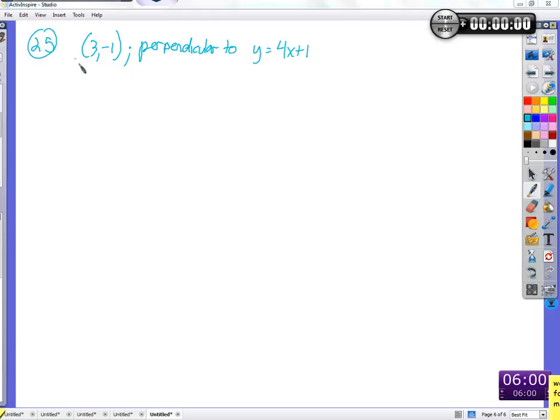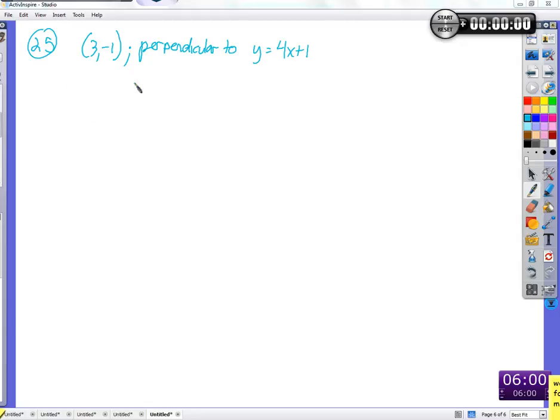So what other information are we going to get about this line? We're going to get a second point? Or are we going to just find another point out there somewhere? No. We're going to use this thing to find what? Slope. How are we going to find out about the slope? Because it has to be perpendicular.